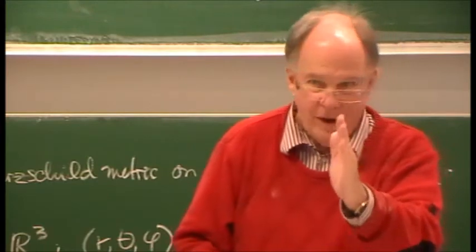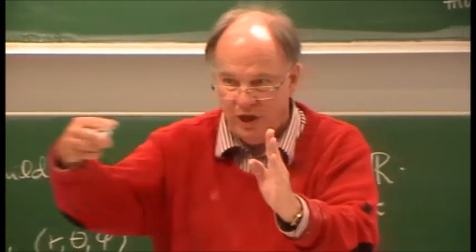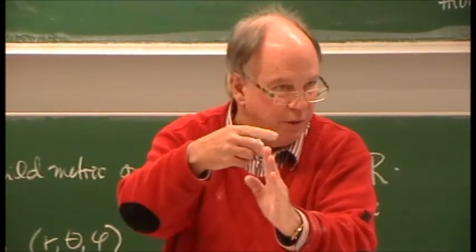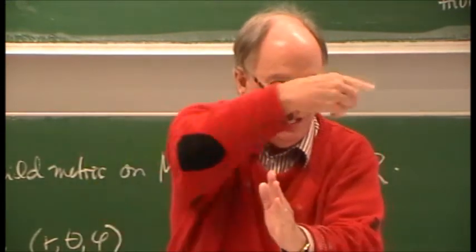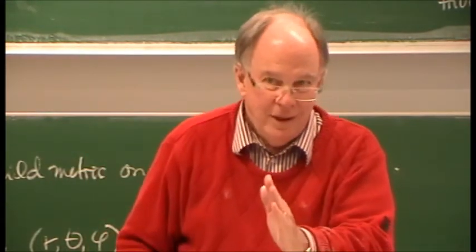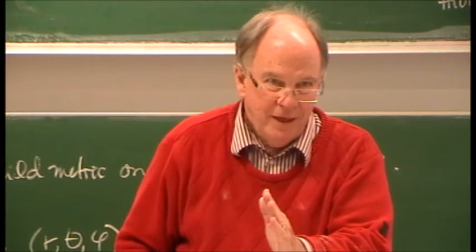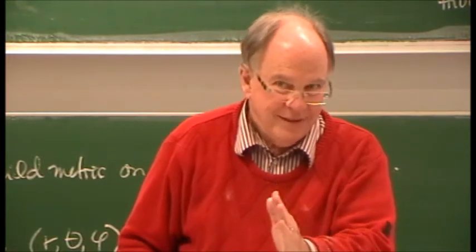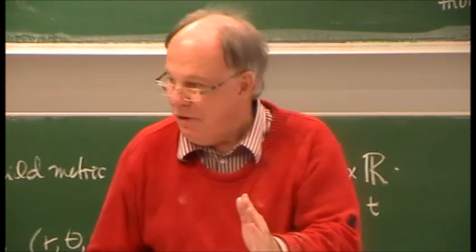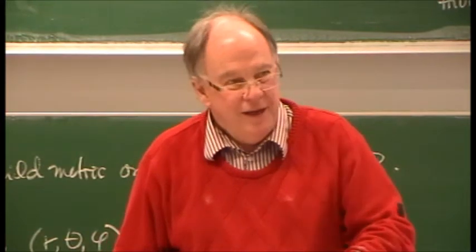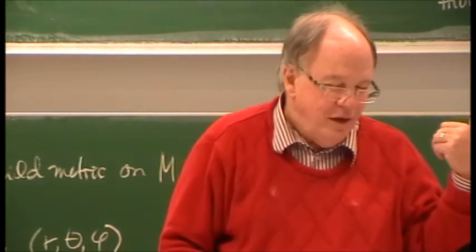If you have a trivial line bundle, you have a section which doesn't vanish anywhere. That's a pretty stupid remark because it's just a product. I have a non-vanishing section. A section in a tangent bundle is a vector field. That says that if you have a Lorentzian manifold which is simply connected, and you don't even need this.